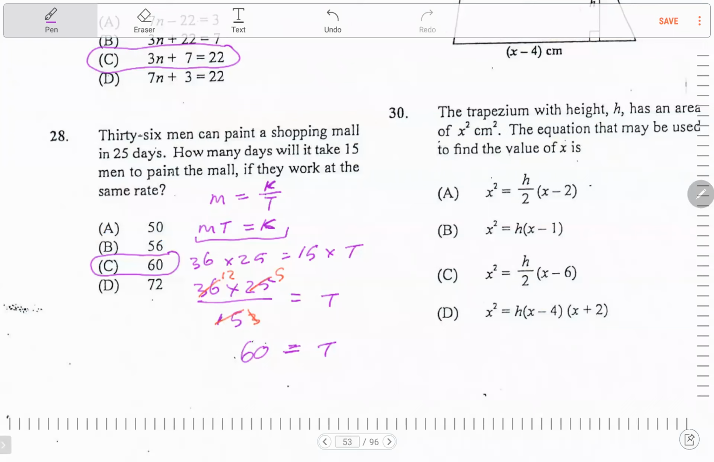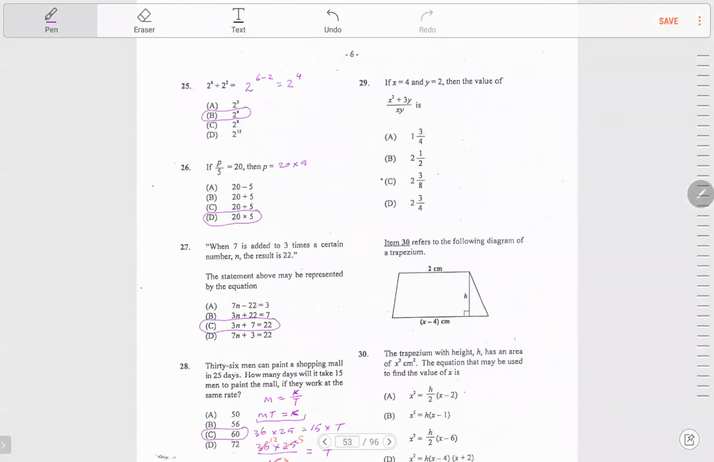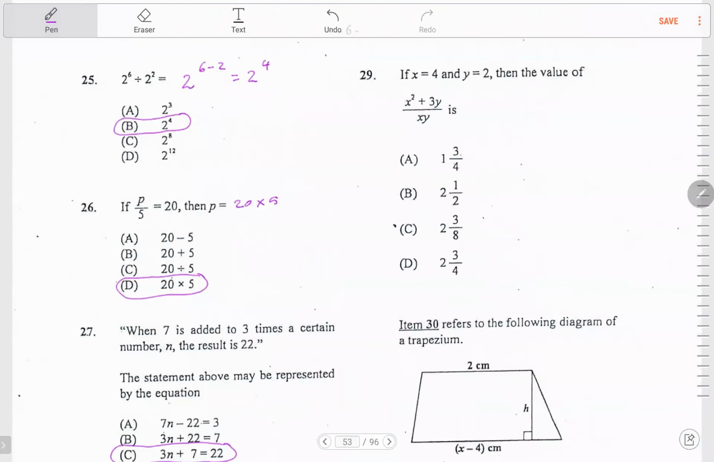Everybody understands that. It's an inverse variation because the more men you have, the less time it will take, and vice versa. So it sets up like an inverse variation. The product of the variables is a constant. So the 36 times 25 will be equal to the 15 times the time that the 15 men will take. And that is 60. All right, that's that. We discussed already, it was 2 and 3/4. We did it earlier.